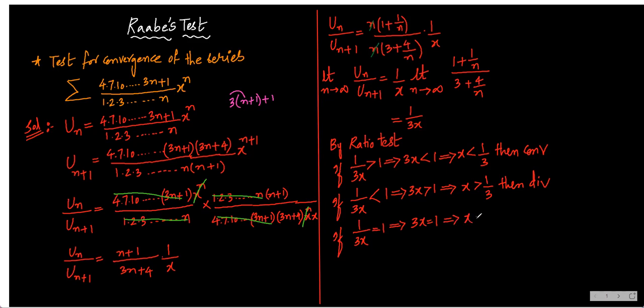If x is equal to 1/3, then the test fails. So what do we have to do when the test fails? We have to check our problem when this situation arises. When x is equal to 1/3, what happened to this series? We can check it. Where do we have to substitute x equal to 1/3?